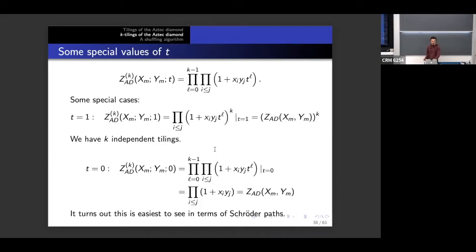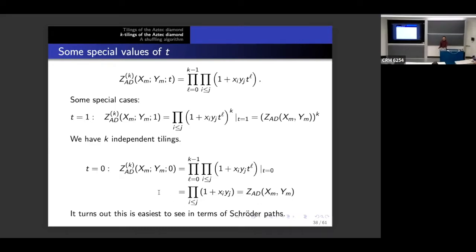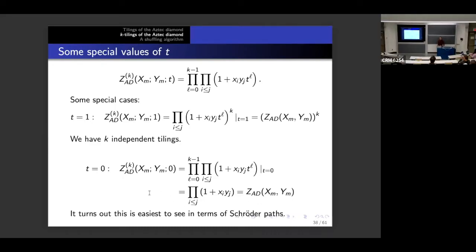But kind of surprisingly, when T is equal to 0, the only terms that survive are those where the power of T was 0, and you get exactly the partition function for the Aztec diamond back. So somehow there are the same number of tilings when T is equal to 0 as there are normal tilings of the Aztec diamond of the same rank. We can actually give a nice bijective proof of this, so that's the next thing I want to do. I want to prove this fact that when I send T to 0, I get back normal domino tilings.